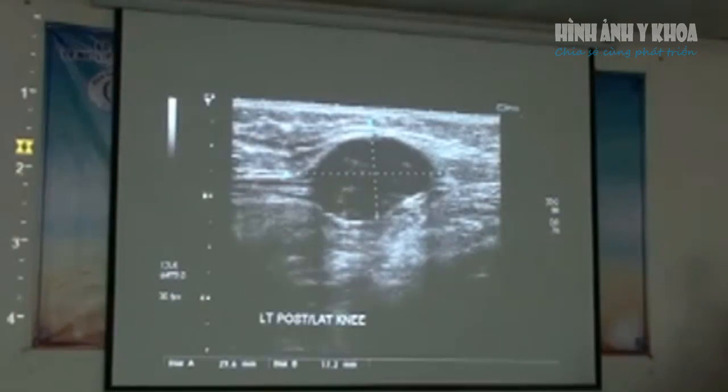This patient presented with pins and needles going down the lateral aspect of their calf. Paresthesia down the calf. And when I had a look in the posterior fossa, there was this hypoechoic mass within the nerve.